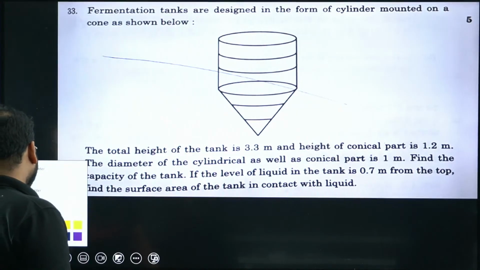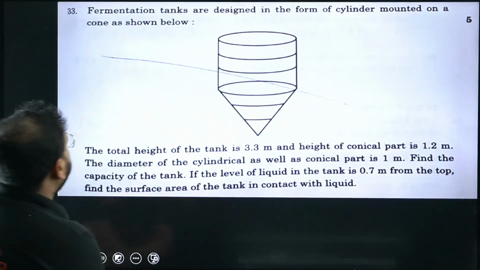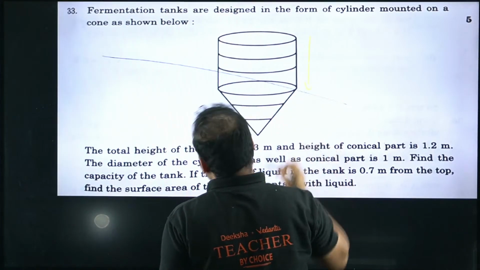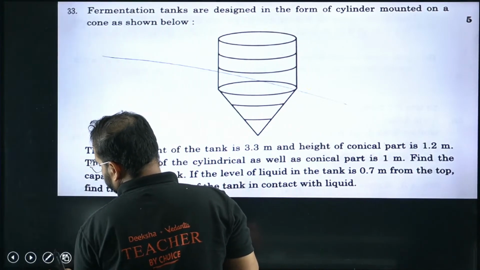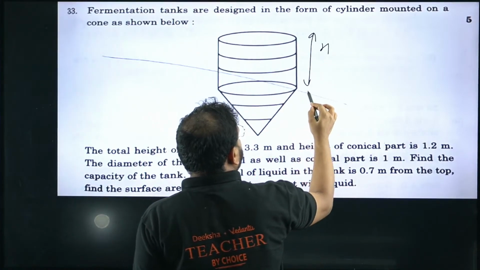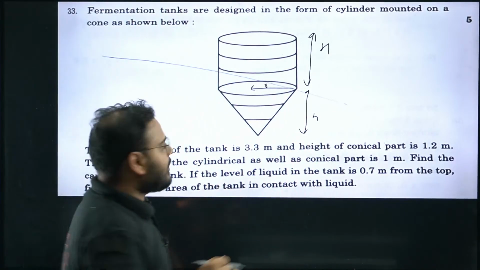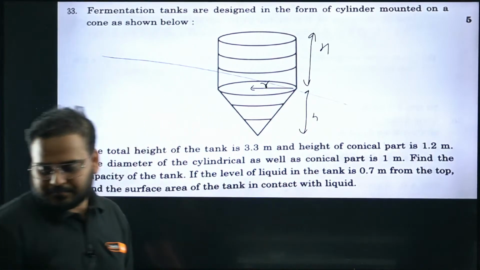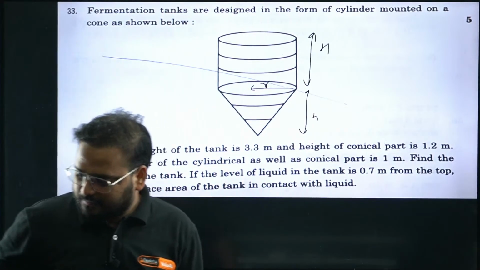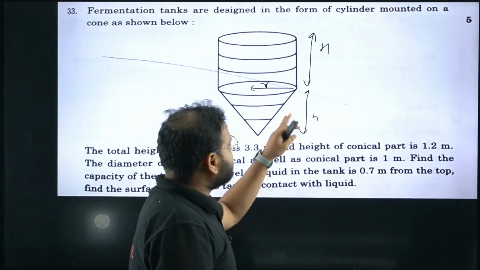So 33, please check. A fermentation tank is designed in the form of a cylinder mounted on a cone as shown below. This is the cylindrical part. Let's call the height capital H, and this will be small h. The radius is the same, r only. No change in the radius. So 33 has H and capital H.